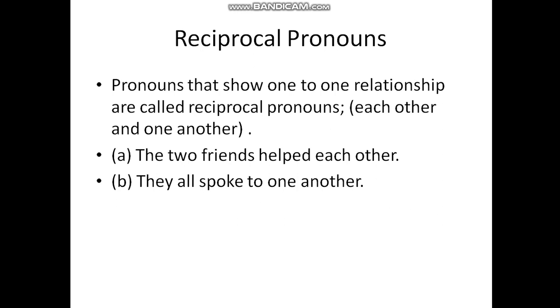Then the reciprocal pronouns that show a one-to-one relationship between two things or two persons are called reciprocal pronouns. Normally each other and one another are the best examples of the reciprocal pronouns. An important thing is, when we talk of two things or persons, we normally use each other. But if we think of more than two things or persons, we normally use one another. For example, the two friends helped each other, and they all spoke to one another.